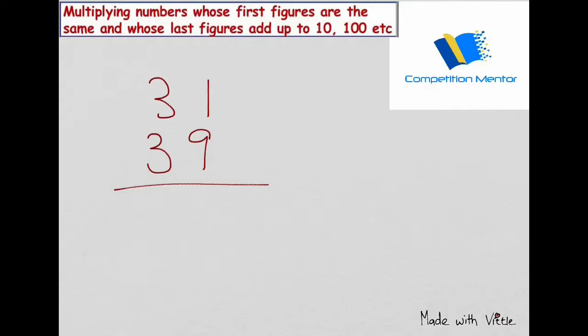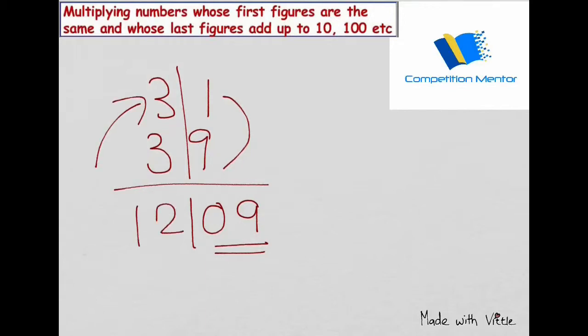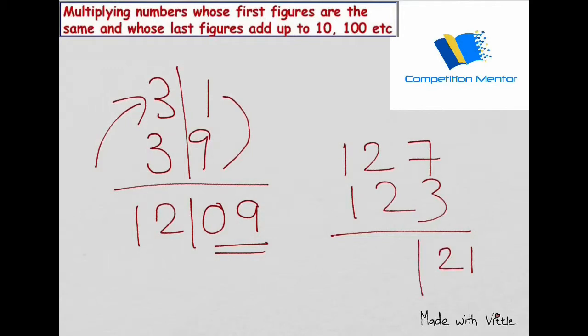So here just remember, whenever the last digits add up to 10, the last part will be a 2-digit number. So if you multiply 9 into 1, you get 9, but you have to write 2 digits, so it will be 09. That's why I have placed this example. So for this it will be 12. So 127 into 123, again it will be 21. 12 into 13 is 156.